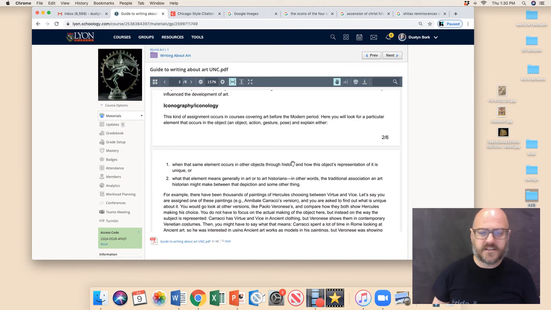So in other words, in this example here, they're talking about Annibale Carracci's painting of Hercules. You could do some research, look up a book, look up an article. Who is Hercules?